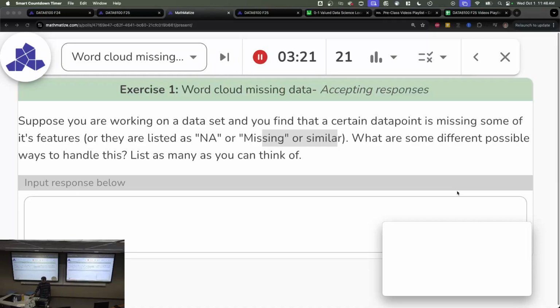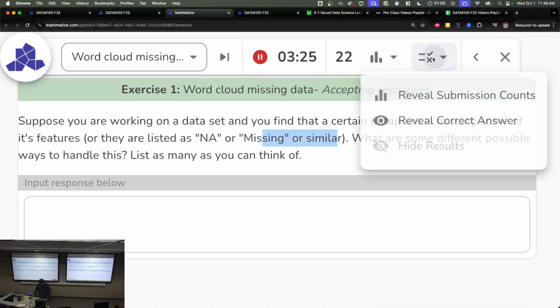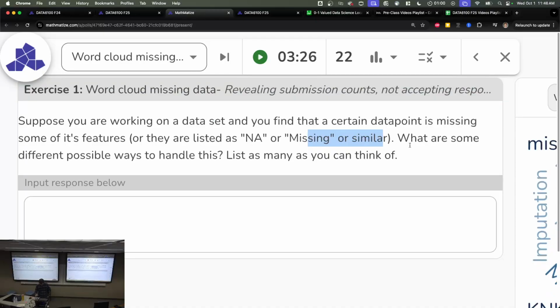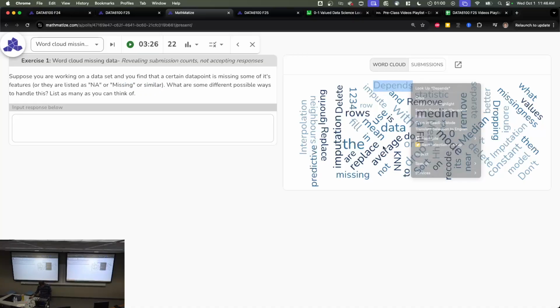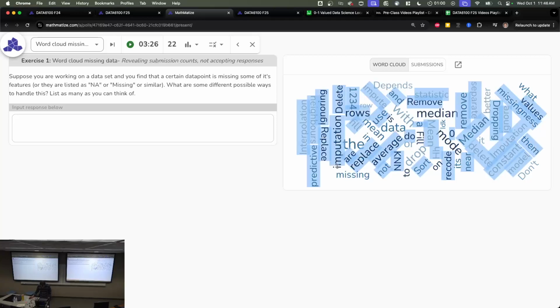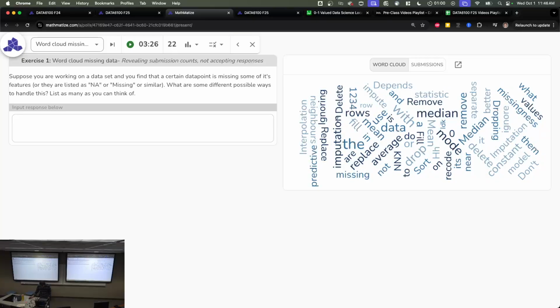Okay, let's see. What did people say on what you can do with missing data? And so we're going to brainstorm here with some ideas. Okay, very nice. Look at all these different things. So of course, what you do depends, but it's good to know what the options are, which is what we're going for here. So some people are saying replace. Some people are saying this word imputation, which is a fancy way of saying replace.